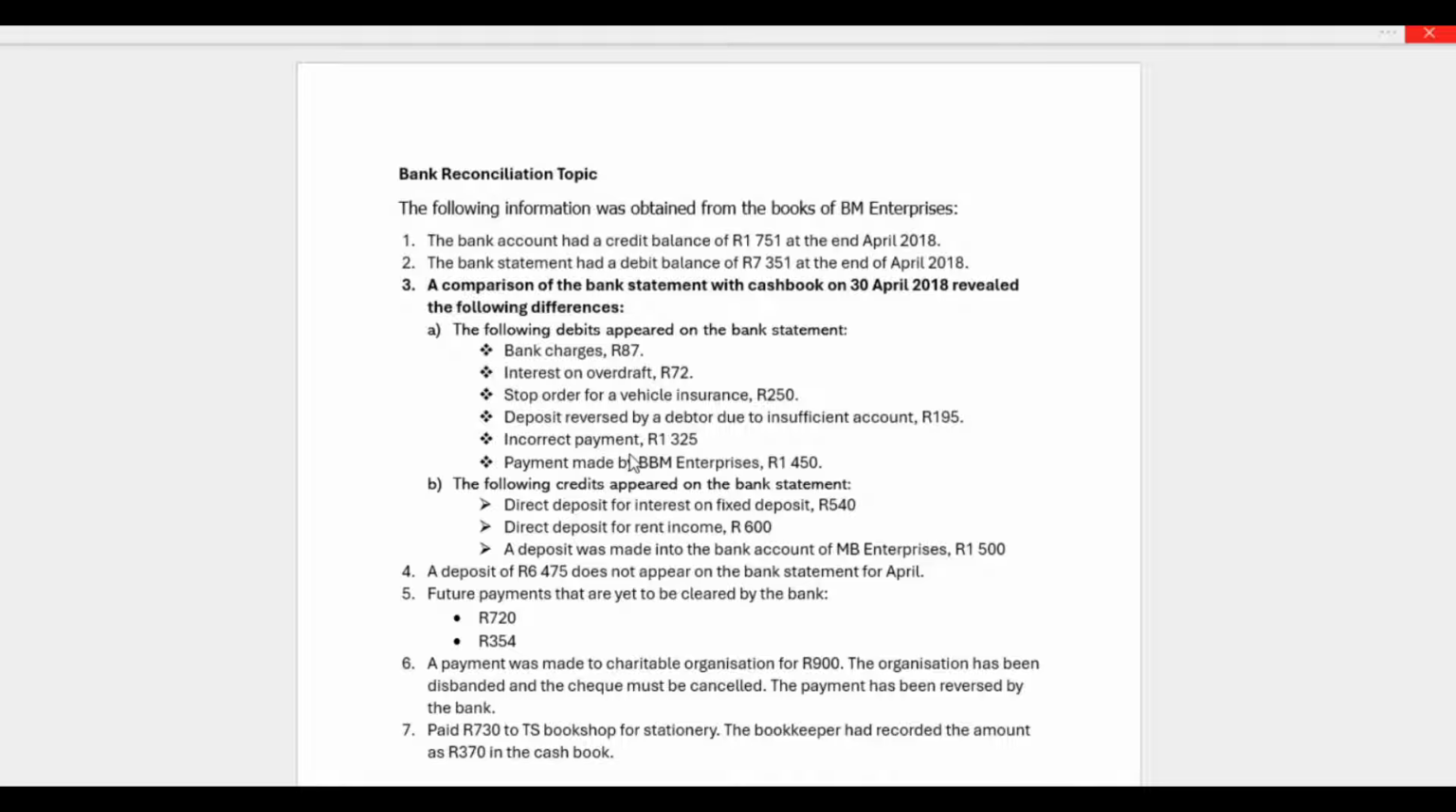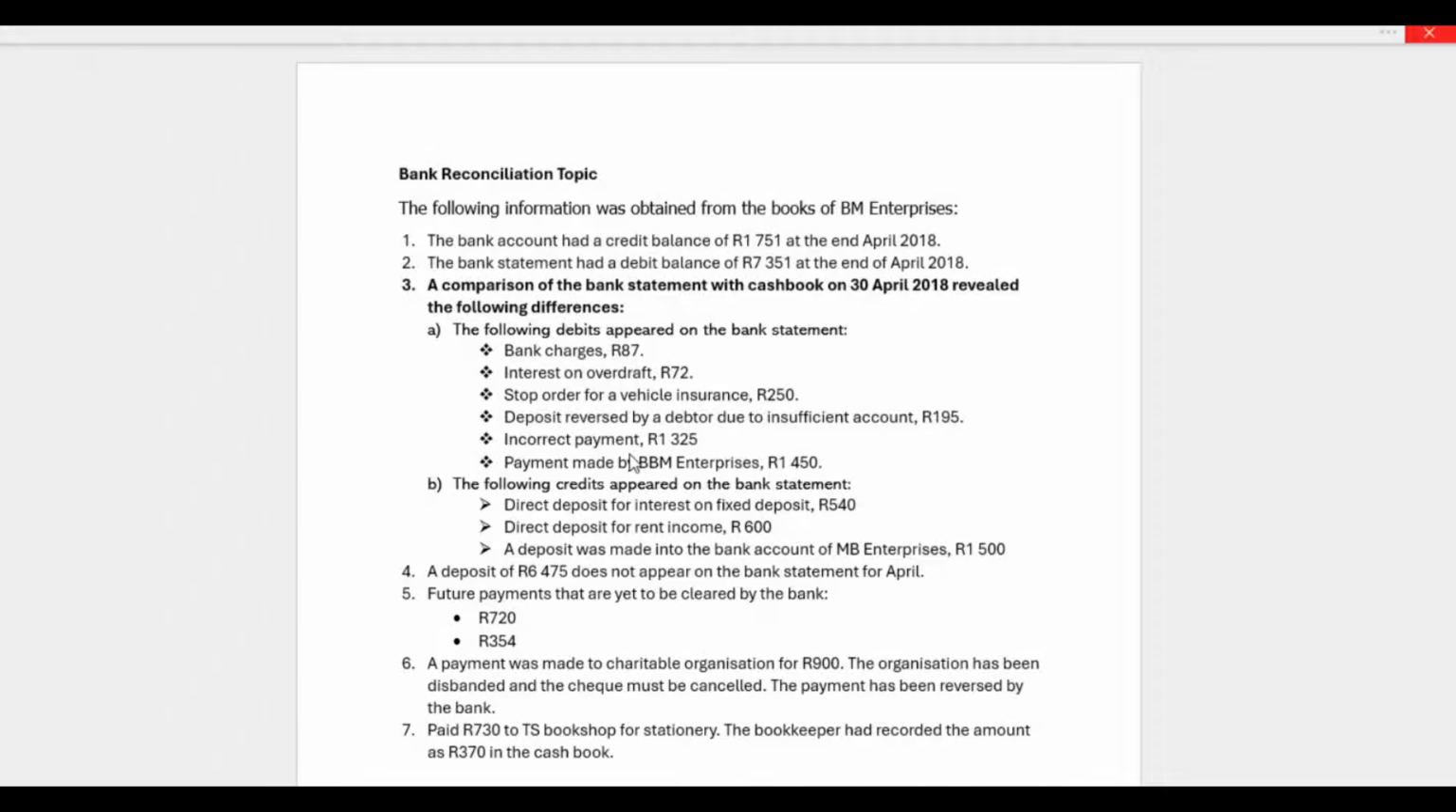And then incorrect payment, 1,325. Remember, these transactions, they say they appeared on the bank statement. So it means this error of payment happened in the bank statement, where they debited a payment that was not supposed to be debited.